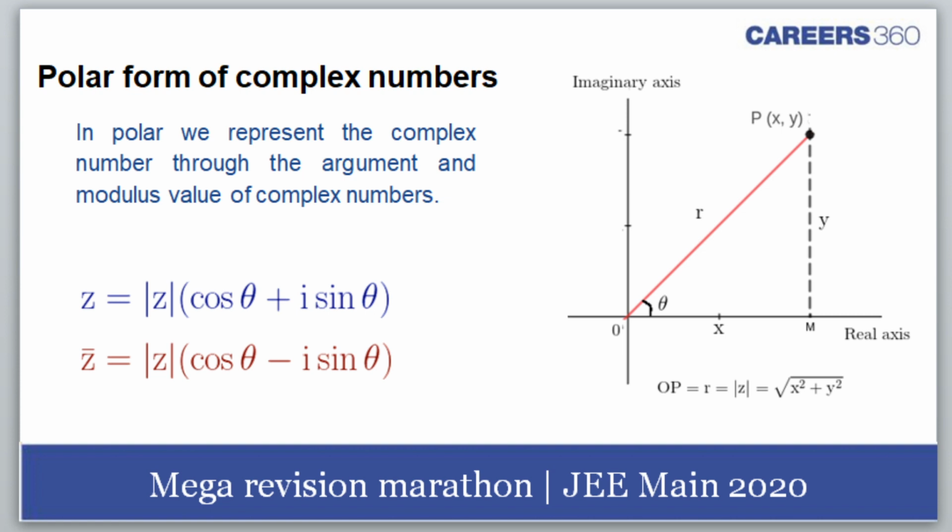Polar form of complex number. The polar form of a complex number, that is z is equal to mod z. How do you represent z? z is x plus iota y. Am I right or not? This is x plus iota y. How can you write this x? Given that the length of this line segment is r, which is mod z, and this angle is theta, which is the argument.